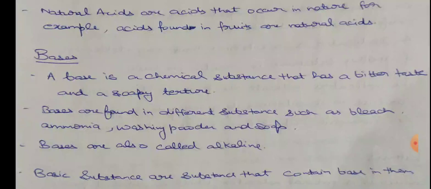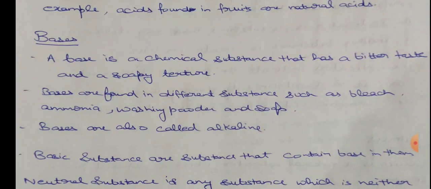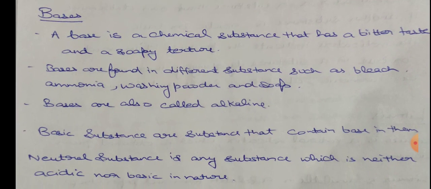Now what if a substance is neither acid nor base? What will you say for such a substance? The term given to it is neutral substance. A neutral substance is any substance which is neither acidic nor basic in nature. Getting, students? I hope acids and bases are clear to you.